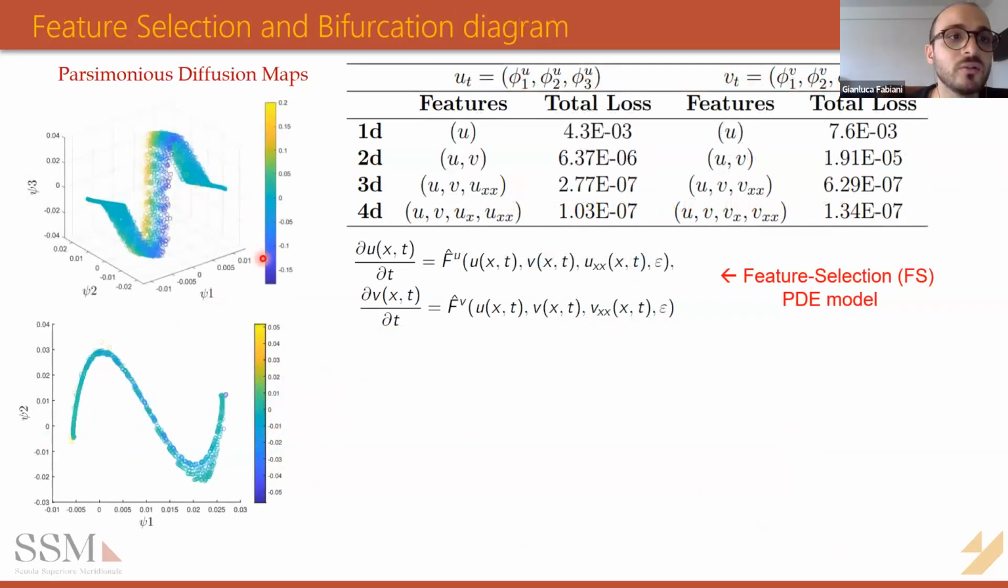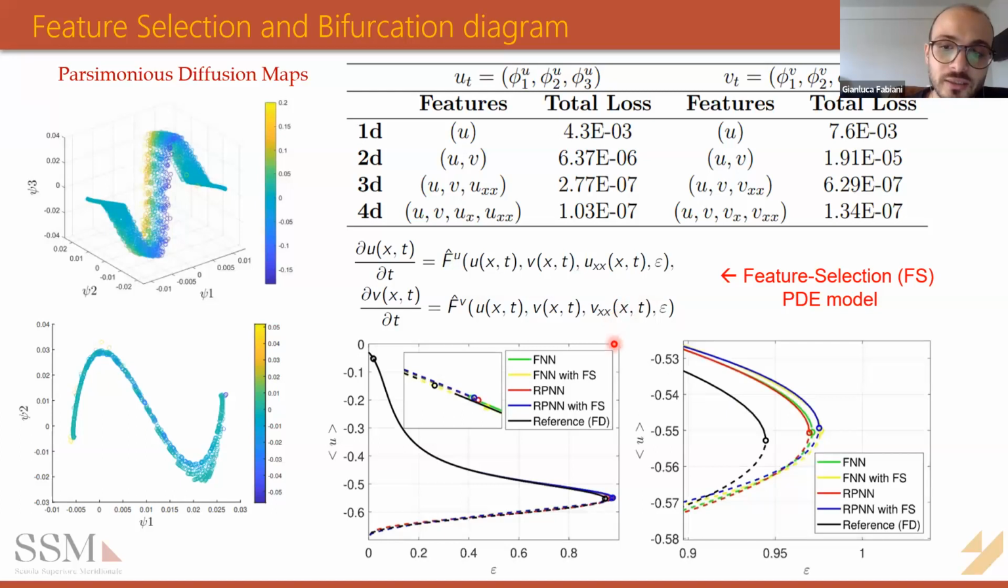We also selected, as I said, with the parsimonious diffusion map, what the main features are. We can see that the features can actually be described with just 3 components. These are nonlinear, so we may still need 3. For UT, the first equation, we can see that UV and UXX are the main features. And for VT, the second equation, you can see that UV and VXX are the main features. So actually, this is in agreement with the FitzHugh-Nagumo model.